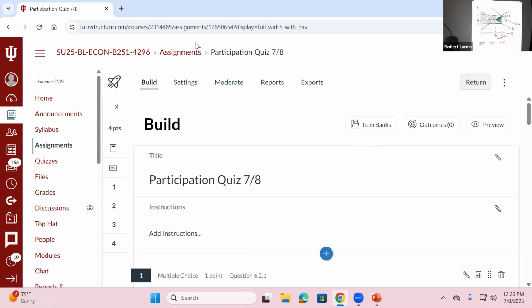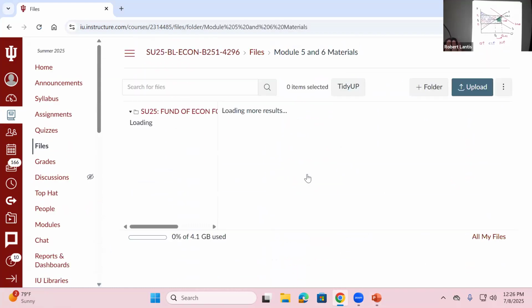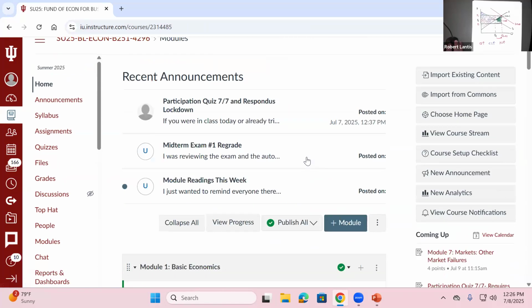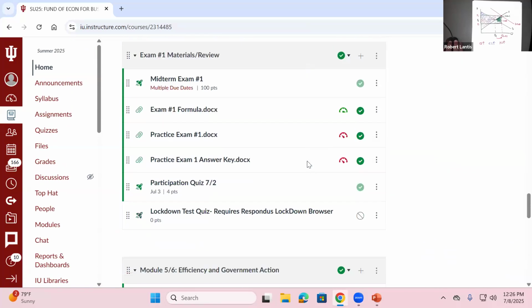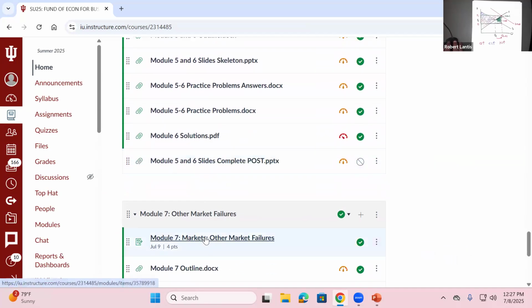I would suggest trying to get on sooner rather than later to get it done, but I also understand you might want some time to review the materials. So I would make sure, as with all these quizzes, to review those practice problems and the solutions, and then we will start module 7 tomorrow. So that module 7 reading is due before we start class tomorrow.